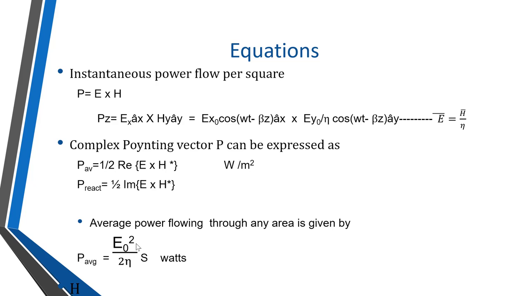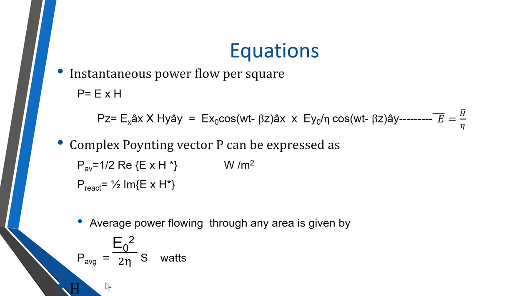is given by P average is equal to E naught square divided by 2 times eta, where E naught is the initial maximum amplitude of electric field intensity and eta is nothing but the intrinsic impedance. Why E naught square? Because it was E naught into H naught. But instead of H naught, we have written E naught divided by eta. So E naught into E naught divided by eta has become E naught square divided by eta.